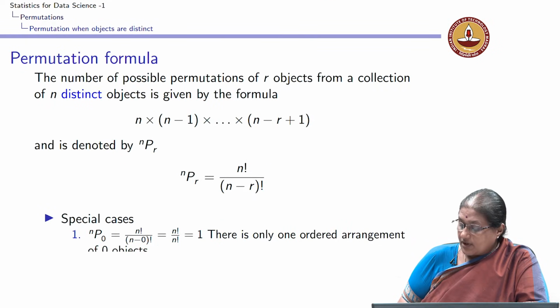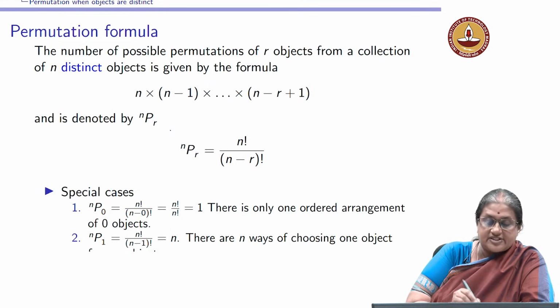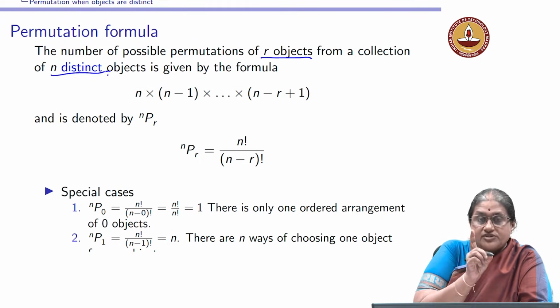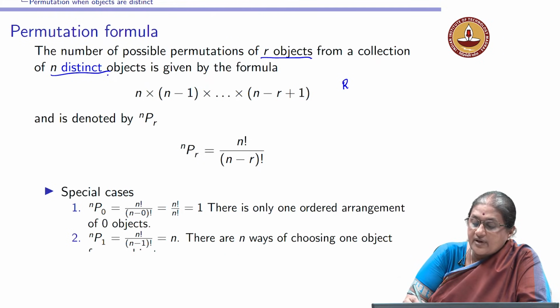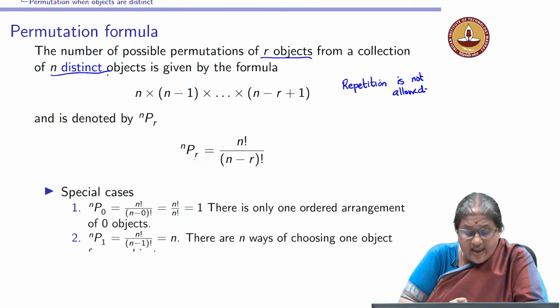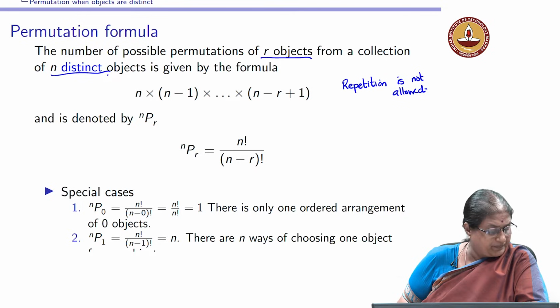So, this is the main permutation formula, which tells me the possible permutations of r objects from n distinct objects. The key thing to remember here is that repetition is not allowed. In that case, I have nPr is n factorial by n minus r factorial.